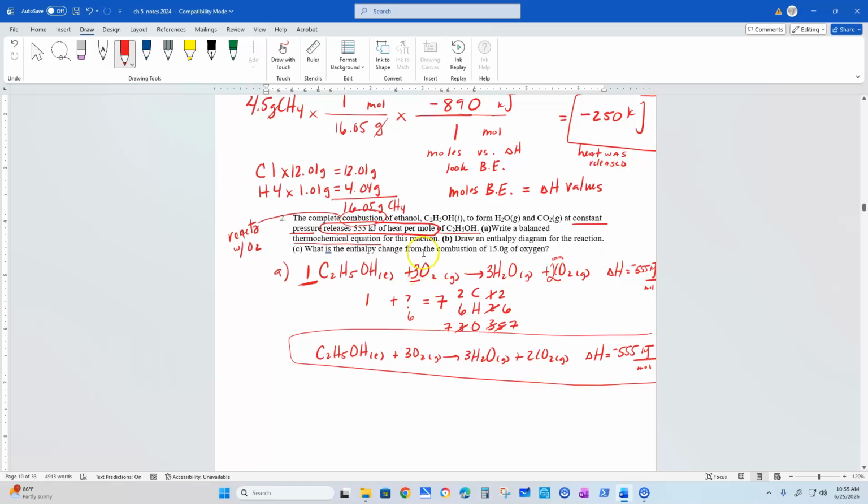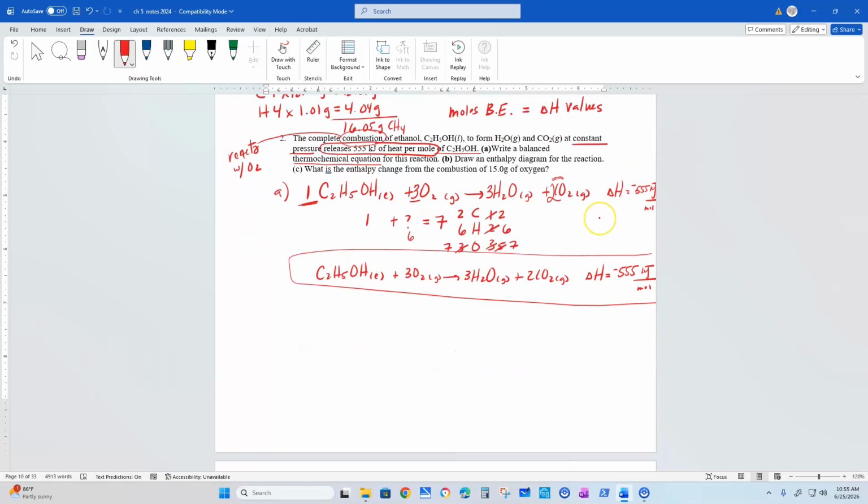Okay, number 2, draw an enthalpy diagram. All right, well, I'm going to put it over here. I'm going to draw my 2 lines. Now I have to figure out who is higher and who is lower. So if I have delta H is final minus initial, if you want to think of it as products minus reactants, that's fine too.